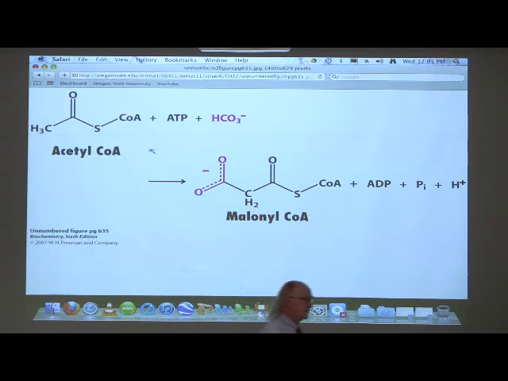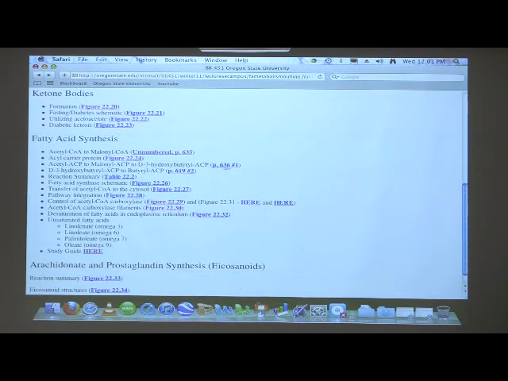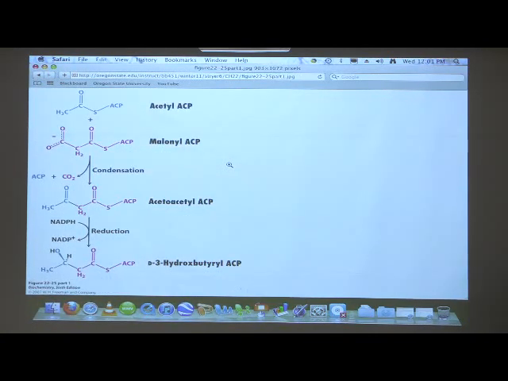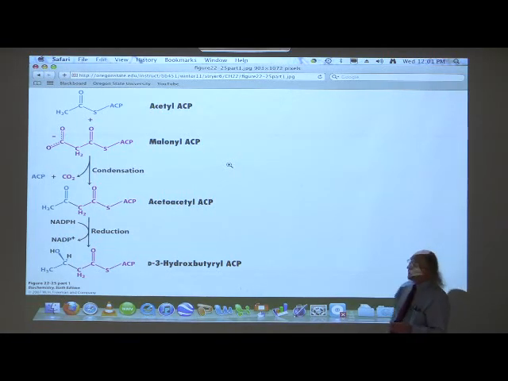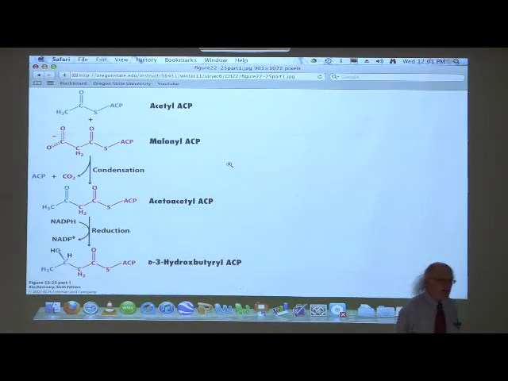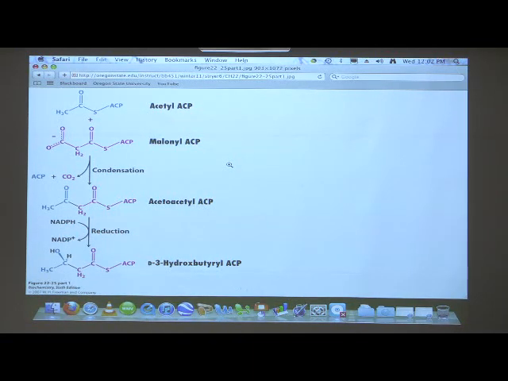Both of these will be converted into ACP derivatives. We'll start with acetyl ACP and malonyl ACP. So we have to make a malonyl-CoA first before we can make a malonyl ACP. Okay? So ACP is the carrier for fatty acid synthesis. Let's take a look now at what happens in making fatty acids. Okay? So, as I said, we have to start with an acetyl ACP and a malonyl ACP. So we need both.